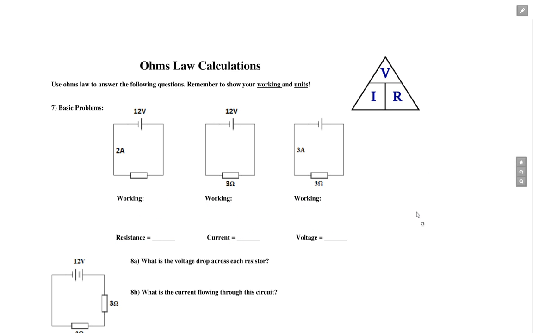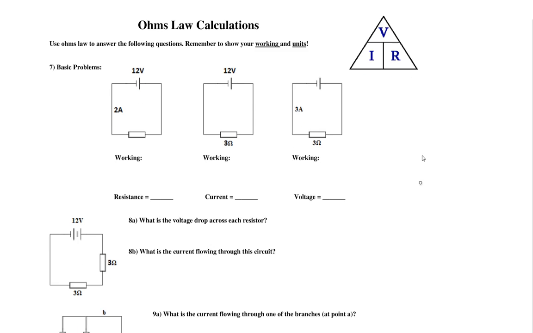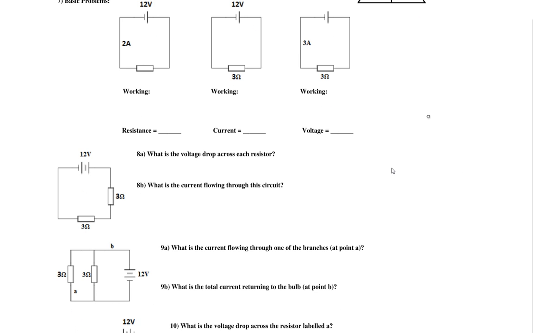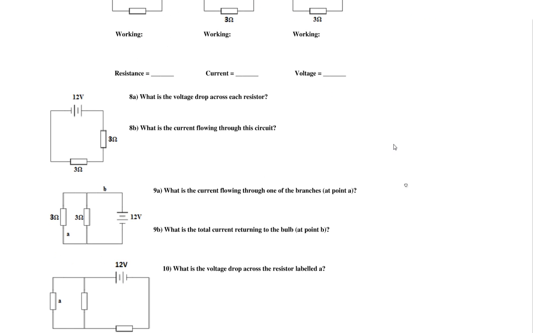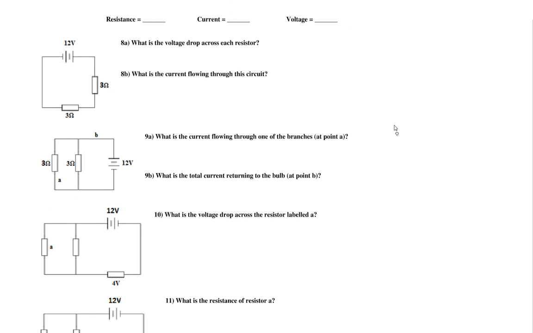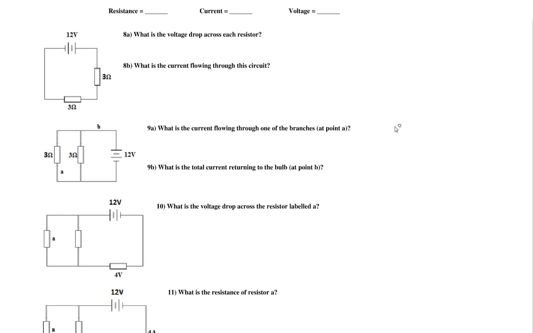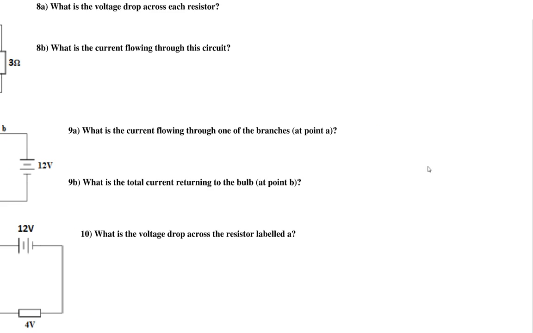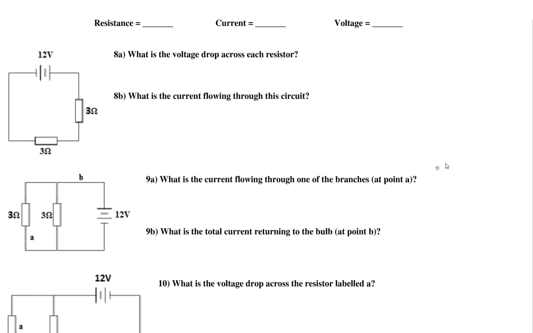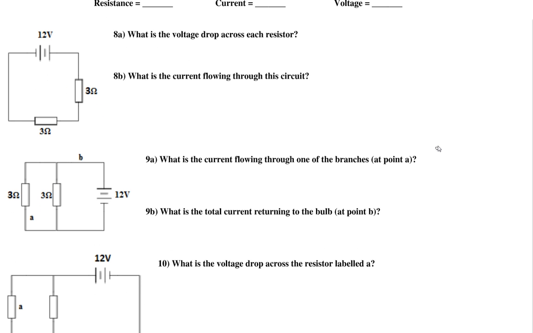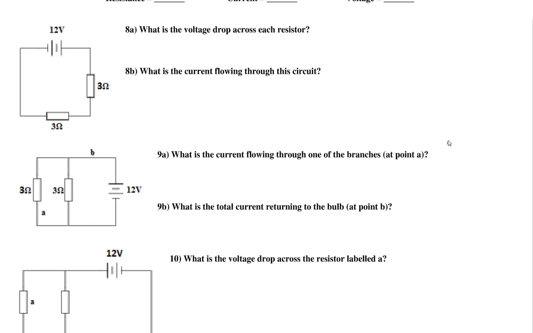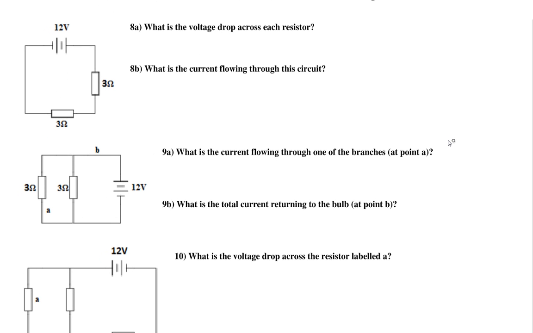Get some a little bit more tricky. So if we look at here, just scroll that up. Sorry, a little bit of lag there. So if we look at this one here, I'll zoom in a bit too. What is the voltage drop across each resistor?